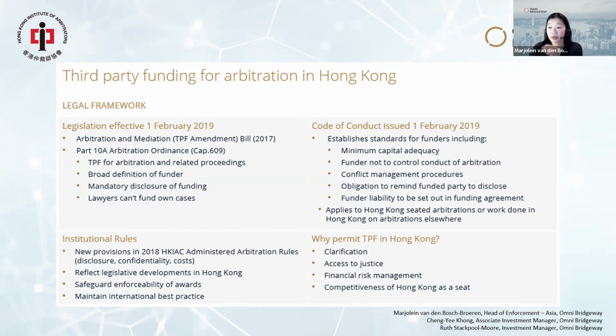And just lastly on this slide, the HKIAC introduced some new provisions with its administered arbitration rules in 2018 to recognize and facilitate the new regime of third-party funding. And the rules now require disclosure of the fact of funding and the identity of the funder. And there is an exception to the rule on confidentiality, so that it is possible to share confidential information about the arbitration with funders for the purpose of seeking funding.